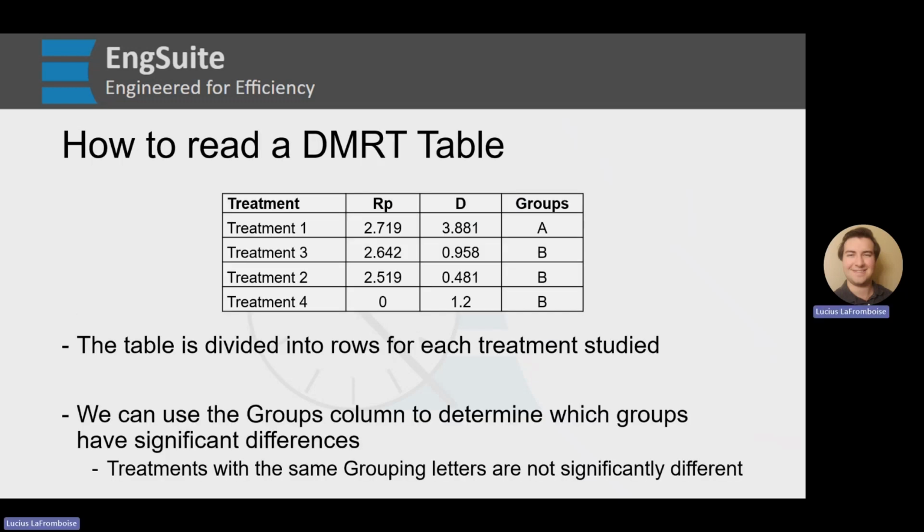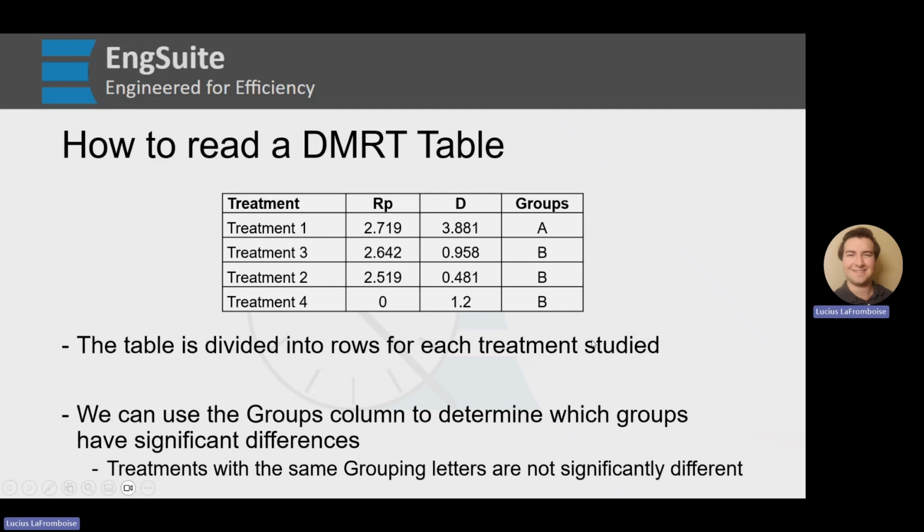So how do we read a DMRT table? This is exactly the table that we are going to get from QE Suite. QE Suite provides this table, and it's what we're going to calculate later in the video. This is using the same exact data that we've already been using. And if you remember from our two-key pairwise, A, B, B, B for 1, 3, 2, 4, those are the exact groups we got last time. So we're looking good already.